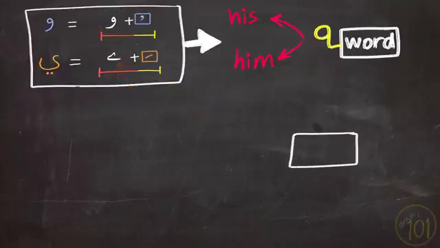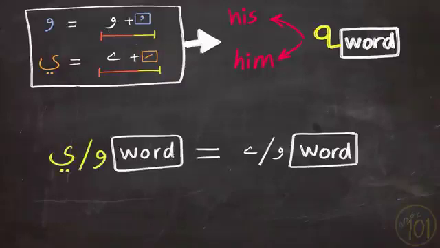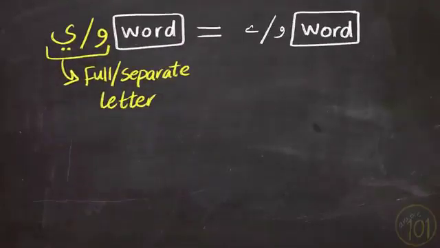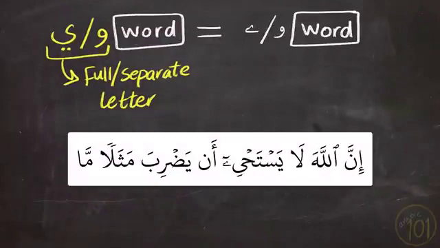But if these signs came in other positions, they would then indicate a separate long vowel. So this means a separate waw or a separate ya. That's why in this ayah we say, إِنَّ اللَّهَ لَا يَسْتَحْيِي أَن يَضْرِبَ مَثَلًا مَا, with 2 times ya following one another. يَسْتَحْيِي, and we did not say يَسْتَحِي with 1 long ya. And reading it with 1 ya is a major mistake and should not be made.